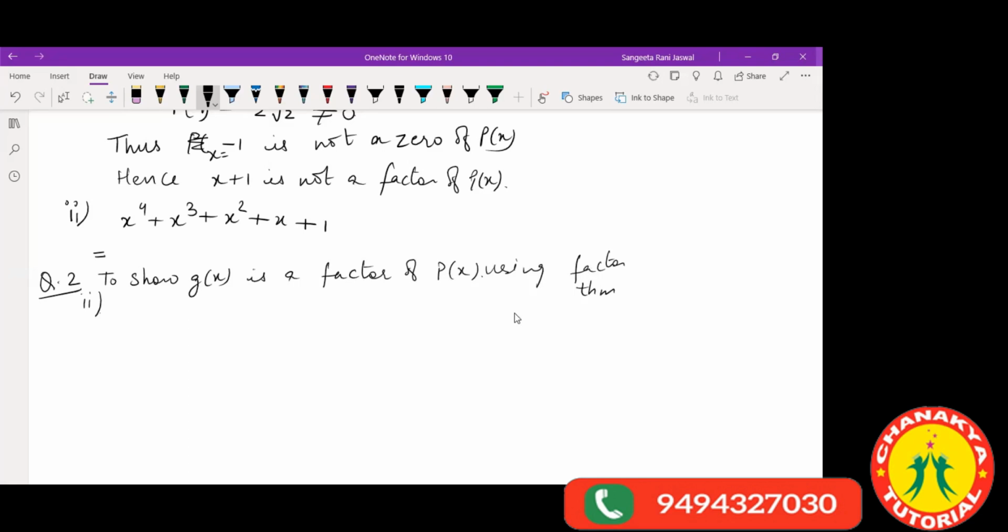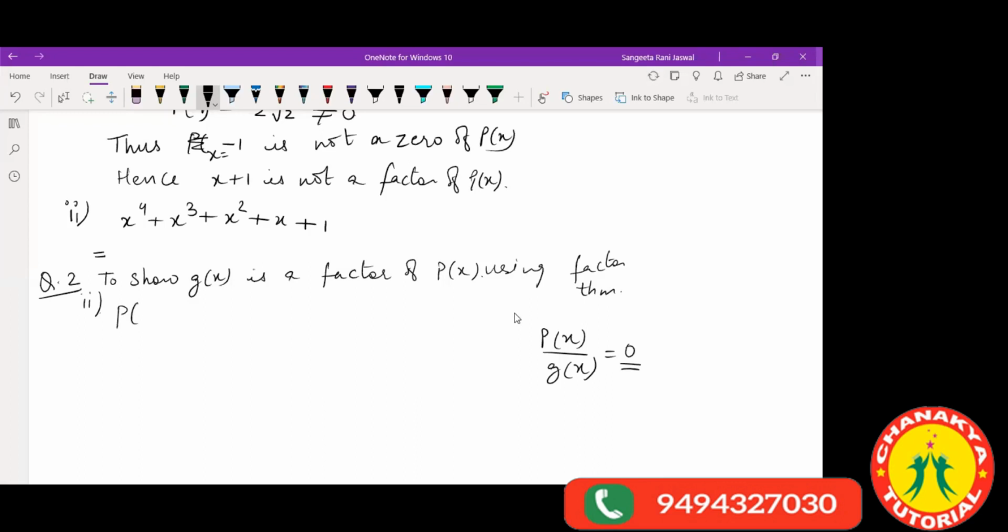Now how do we show this from the factor theorem? What is the method to show it? When we divide p(x) by g(x), our remainder should be 0. This is what the factor theorem says, no? Then only we can say g(x) is a factor of p(x). So we'll do that.